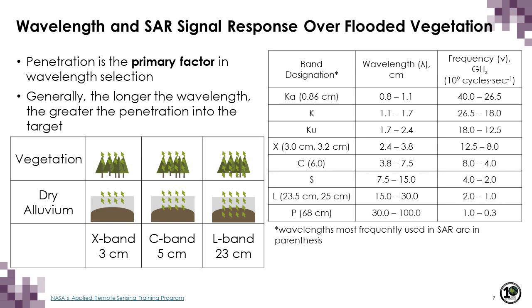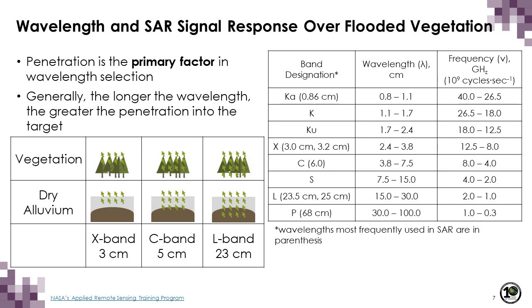The table on the right lists commonly used bands in radar and their wavelength range. SARs operating at X band are generally operating at a wavelength of around 3 centimeters, at C band at a wavelength of around 5 centimeters, and at L band at a wavelength of around 23 to 24 centimeters. And as you can notice, the range is quite wide. There have been several studies that have concluded that L band is suited to detect inundation beneath a forested canopy and should be the preferred wavelength for this purpose.